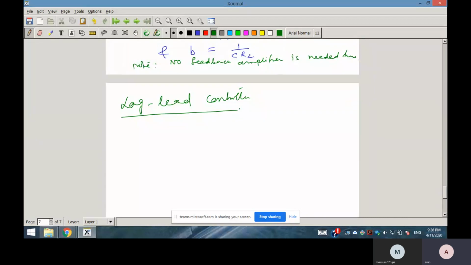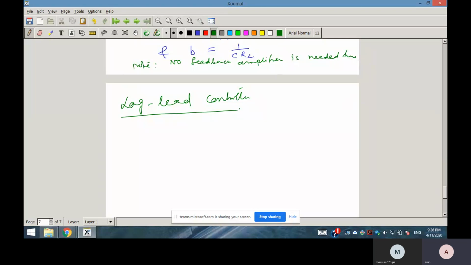If we want to trade off between the two performances, that means lag and lead, then we must have a controller which will provide both things together. That means phase lead as well as gain attenuation. Got it? So we want a behavior in between the lag and lead controller. For that, phase lead is required as well as gain attenuation, not gain amplification, because in the phase lead controller the main objective is phase lead, and in the case of the lag controller, the main objective is attenuation.